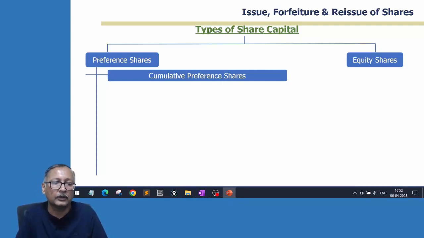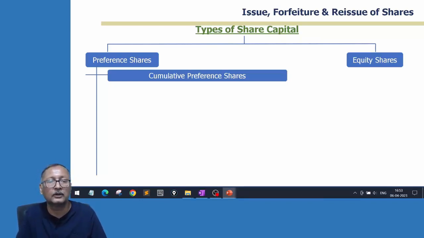What is a cumulative preference share? These preference shareholders will get a fixed rate of dividend, and they will have a right to this dividend on the current profit as well as future profit. Meaning what? For any reason, if in that particular year the company is not in a position to declare dividend, the company has made a loss, they will not declare dividend, and the dividend amount payable to the preference shareholders will accumulate. Next year it will be added and it will be paid. Because it is getting accumulated, it's called cumulative preference shares.